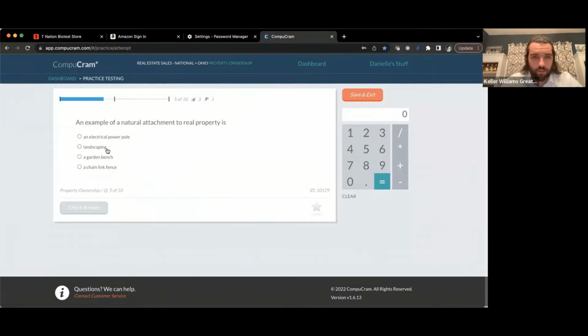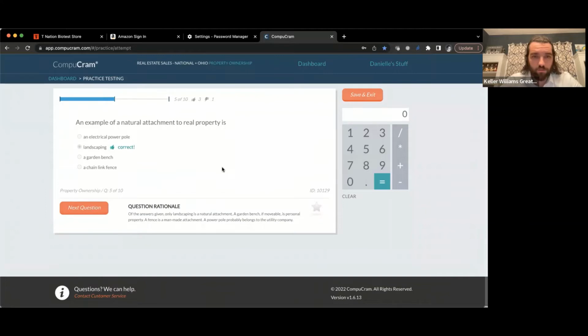All right, looks like the B's have it, and that is correct. Natural attachments. The only one listed there is landscaping, right? Garden benches, telephone poles, fences. Well, garden benches are personal property because they're movable. Chain link fences are going to be man-made attachments, and the electrical pole is going to be part of a utility company's easement.